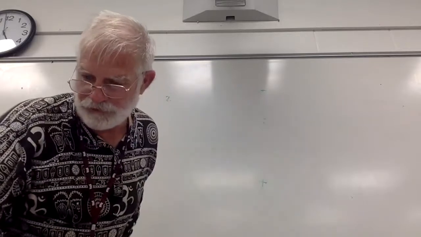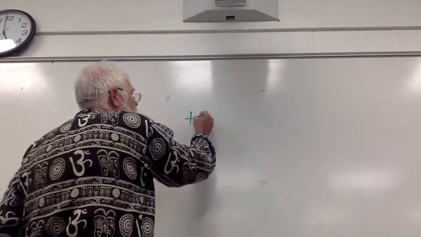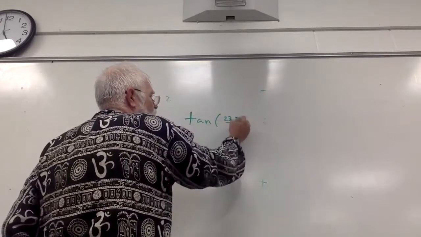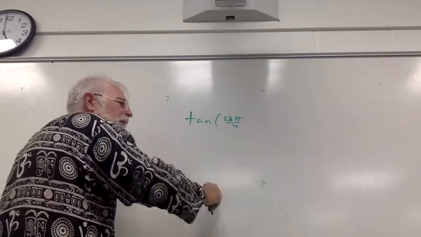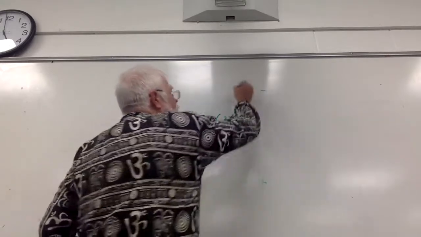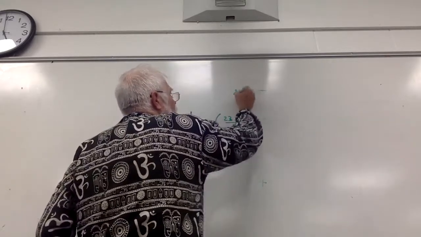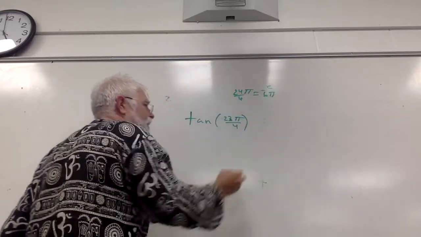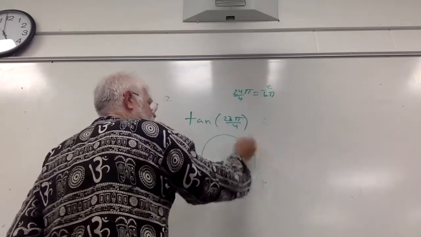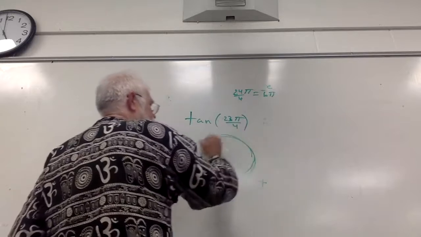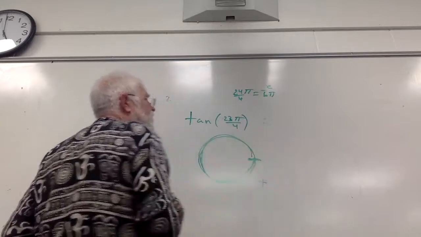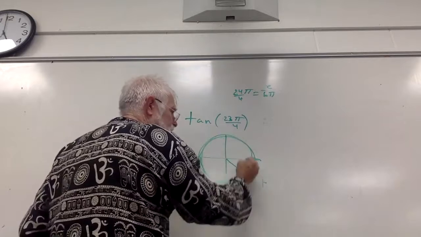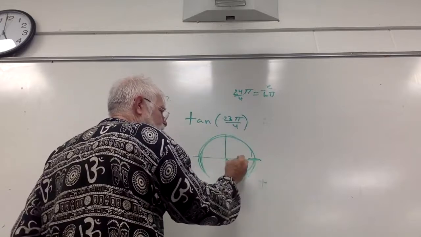Number 3, the tangent of 23 pi over 4. 23 45-degree angles, right? Hopefully you're thinking 24 pi over 4, which is 6 pi. That's an even number of pi. That's 2 pi, 3 pi, 4 pi, 5 pi, 6 pi is right here. And I want to go 23, that's 1 less. And that's a 45-degree reference angle.